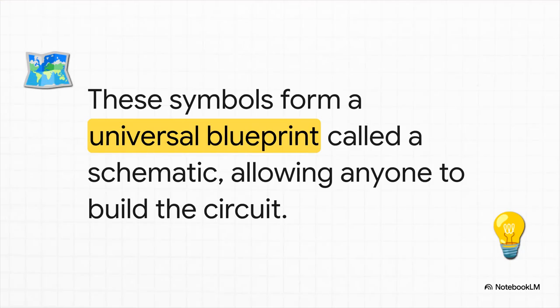These symbols, they're not just drawings. They are the universal alphabet of electronics. An engineer in Tokyo can look at a diagram made with these symbols, we call it a schematic, and know exactly how to build the same thing as an engineer in Toronto. It's pretty amazing, kind of like a musical score, but for electricity.